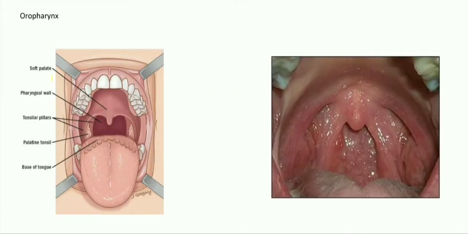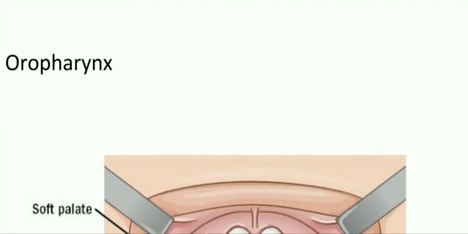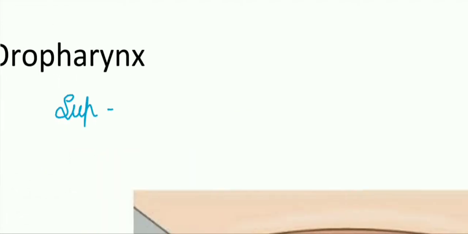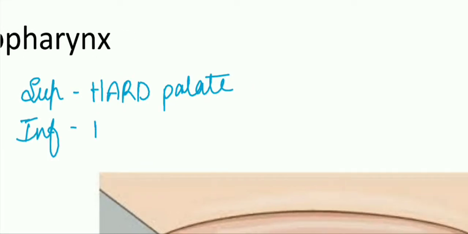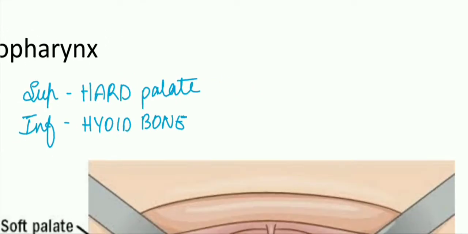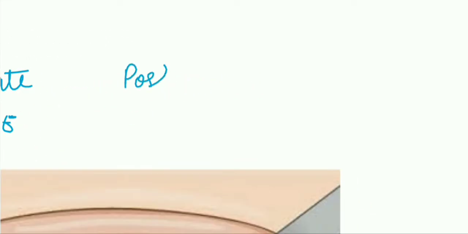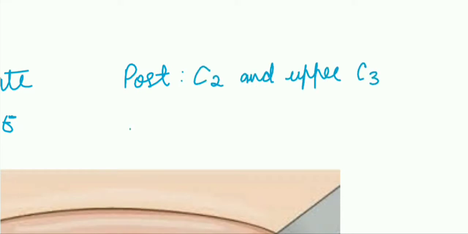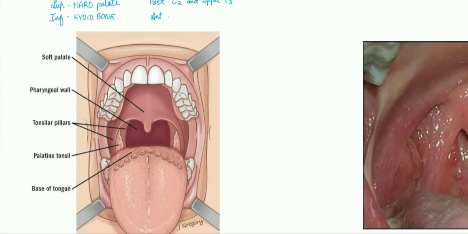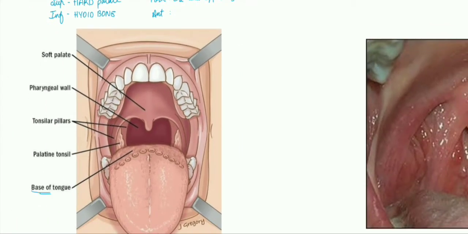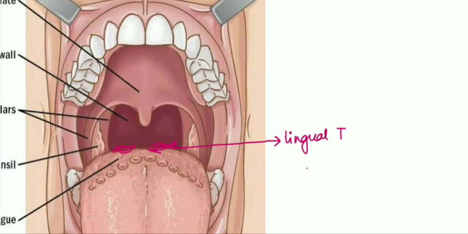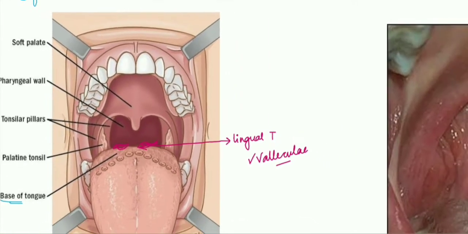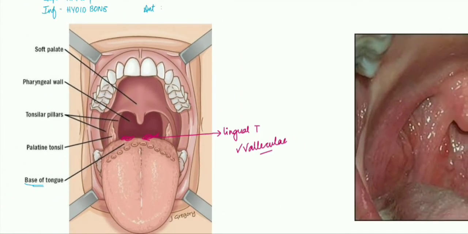Let's see the oropharynx. Superiorly it extends from the hard palate, and inferiorly it extends till the hyoid bone. Posteriorly lies the C2 and the upper half of C3 vertebra. Next, let's see the anterior boundaries, of course the base of tongue, and right behind which lie the lingual tonsils and also the vallecula, which are the cup-shaped depressions present between the base of tongue and epiglottis.